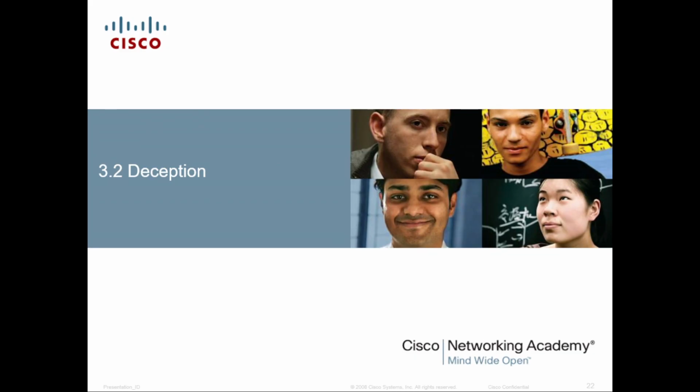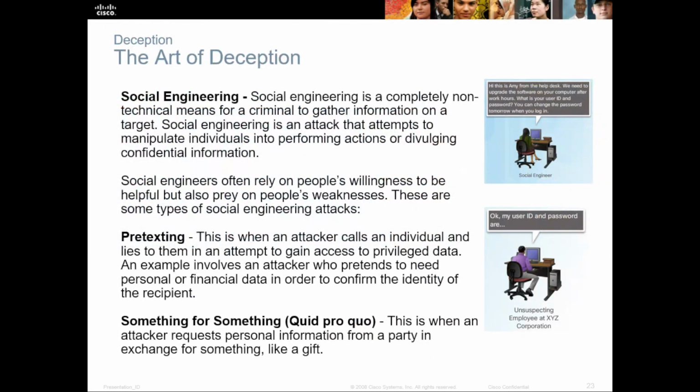So we also have deception. Let's look at deception. The art of deception could involve social engineering. Social engineering is a completely non-technical means for a cyber criminal to gather information about a target. It is an attack that attempts to manipulate individuals into performing actions or divulging confidential information. Social engineers often rely on people's willingness to be helpful, but also prey on people's weaknesses.